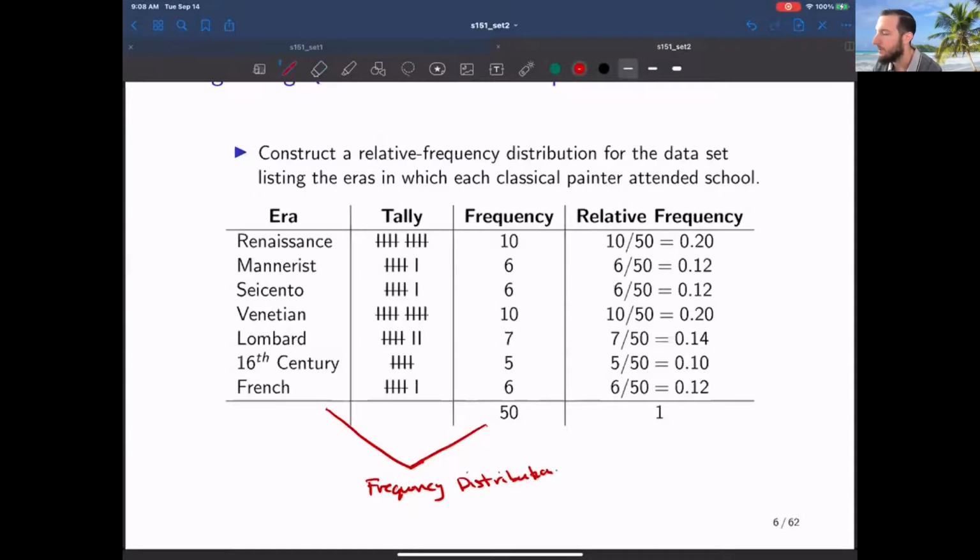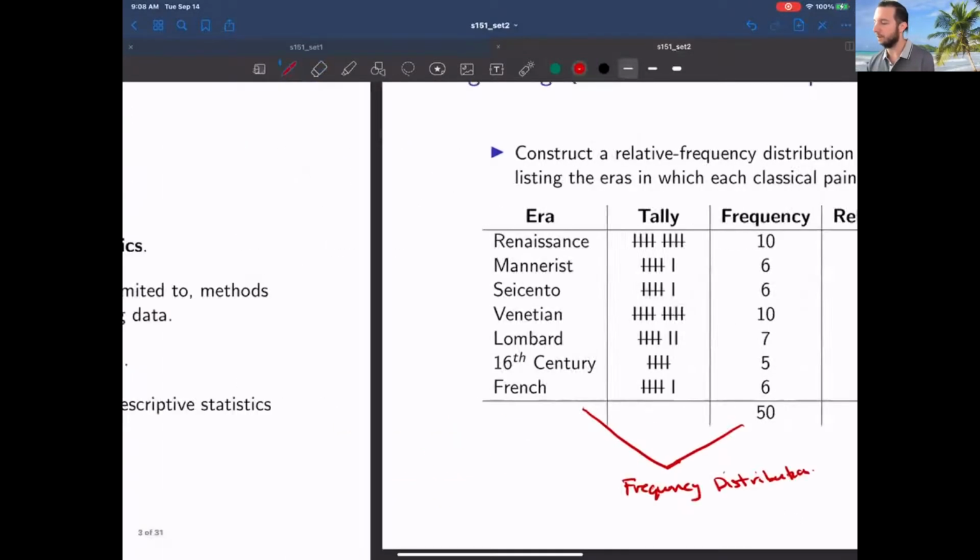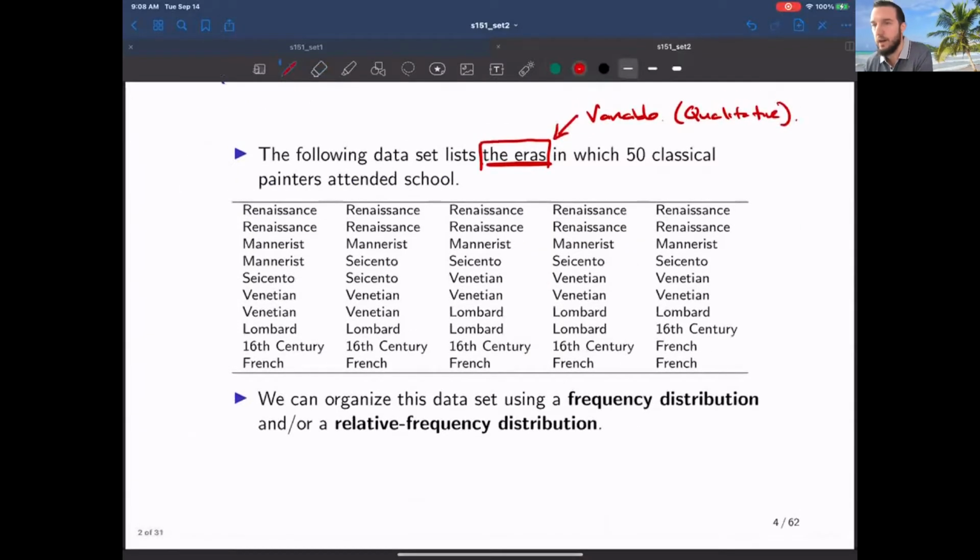So if we go back and look at the data, this frequency distribution is telling us that Renaissance appears 10 times. And this is found simply by counting the number of times you see Renaissance in that particular data set. So you can see in the first 2 rows, you have 1, 2, 3, 4, 5. 1, 2, 3, 4, 5, 6, 7, 8, 9, 10. Okay, so we have 10 occurrences of Renaissance. That's where that value comes from. That is a frequency. So a frequency is the same thing as a count.